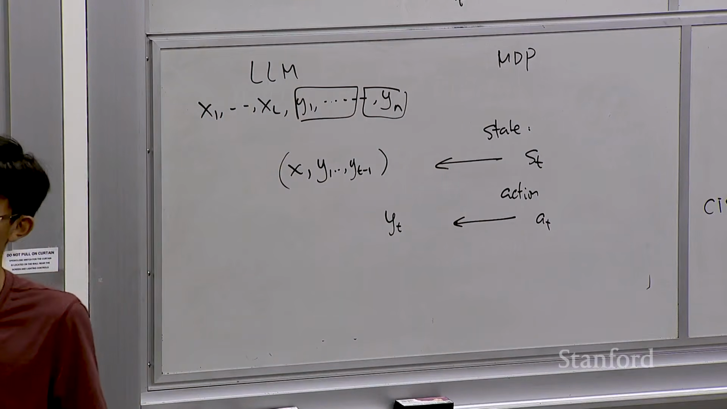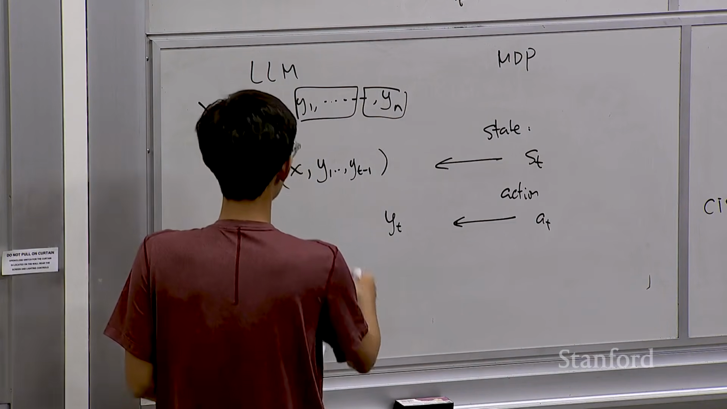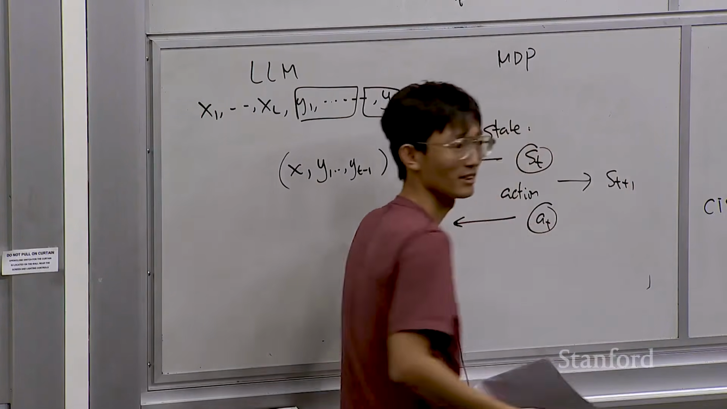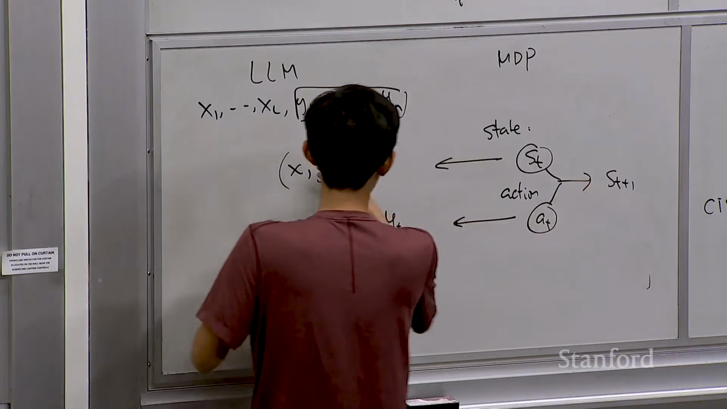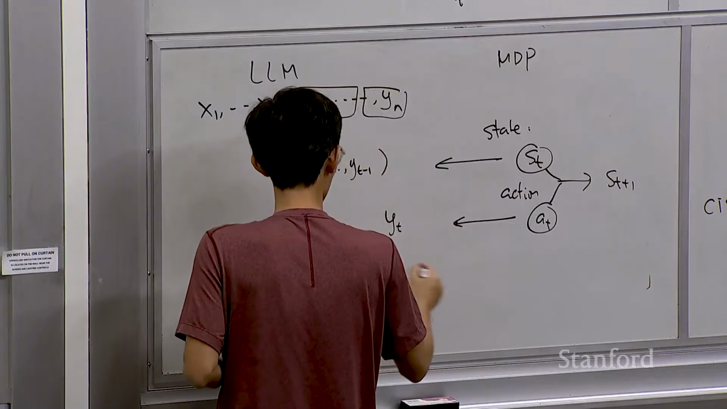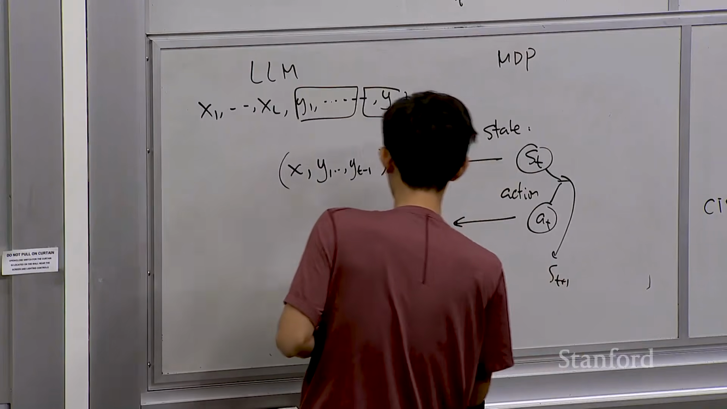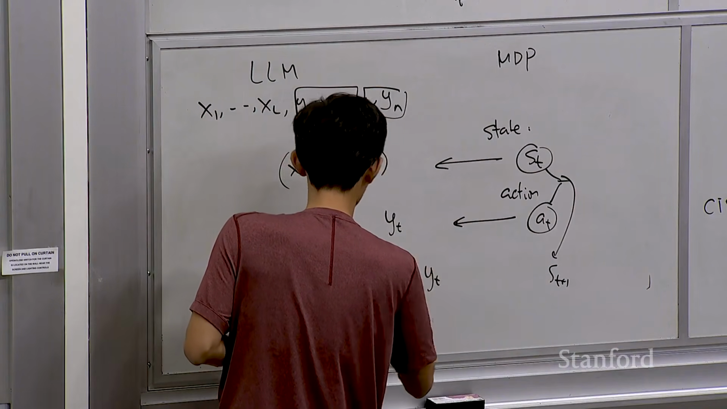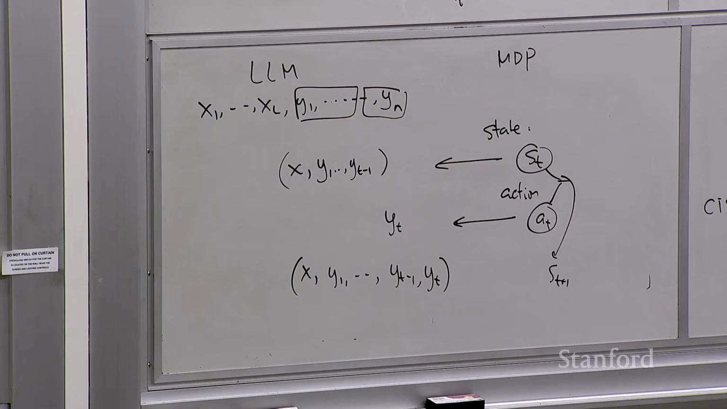And what's the transition dynamics? Recall that in an MDP, given a state and given an action, you need to predict the next state. So given St and At, you need to predict St+1. That is actually trivial, because St+1 is just a concatenation of these two. St+1 is literally x, y1 up to yt-1, concatenated with yt. So the dynamics is completely deterministic and trivial.